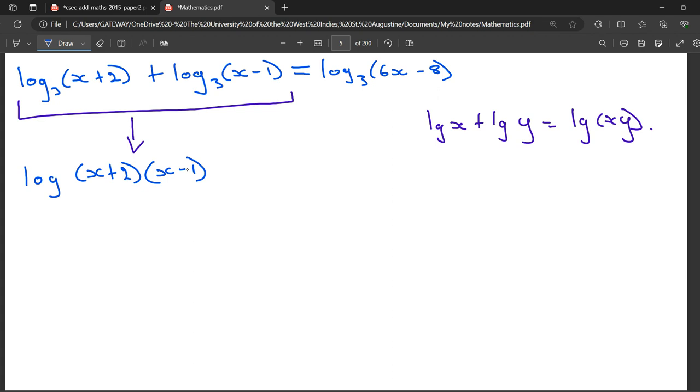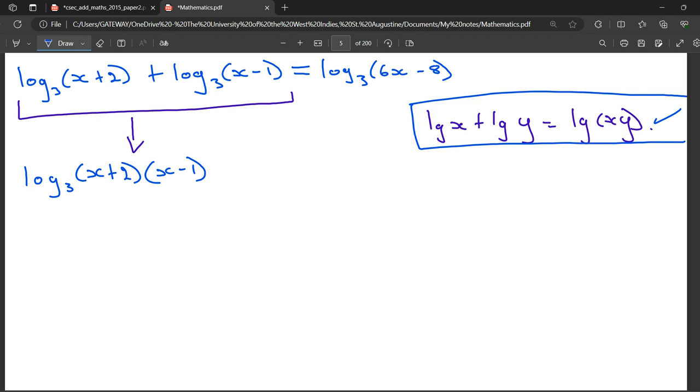So if you're confused about this, just review your properties for logs. This would be the property here, the formula that you use. Log of something plus log of something would be equal to log of the multiplication of the two somethings, like that. And this is the base 3.